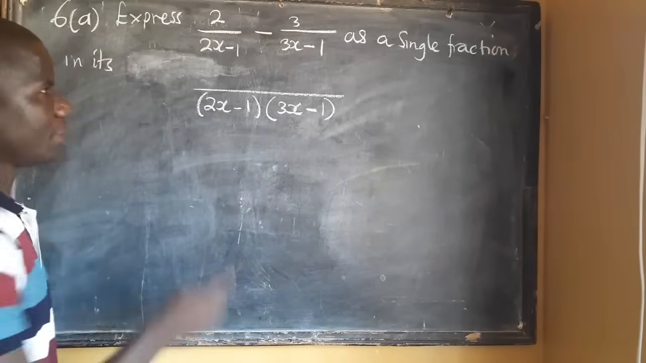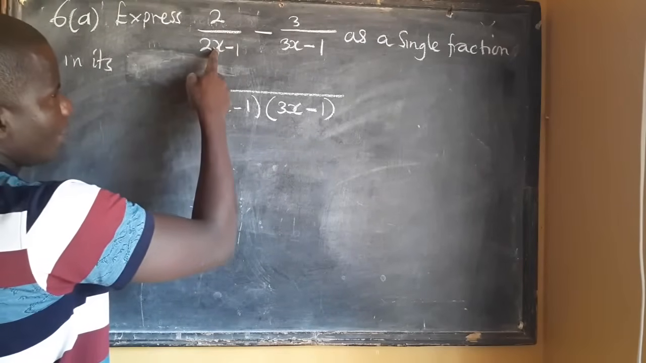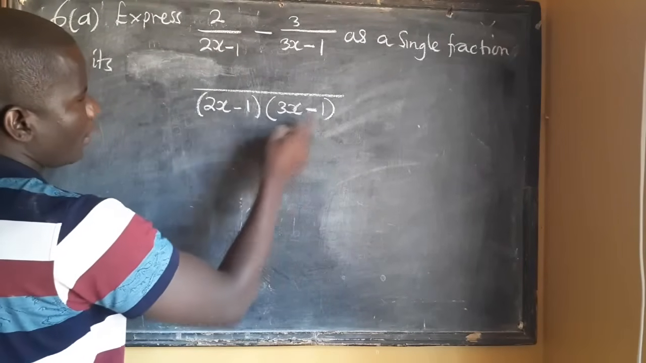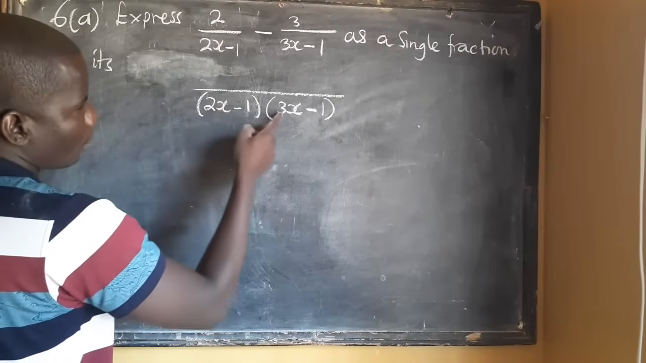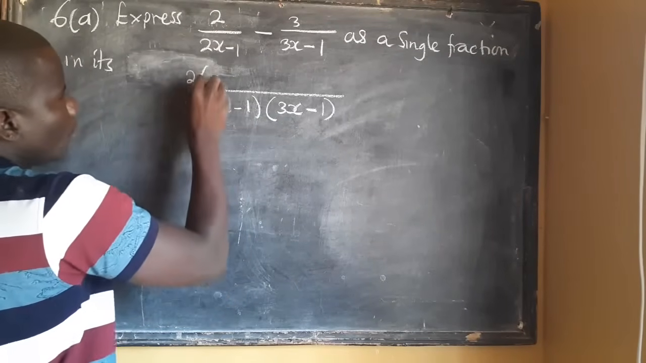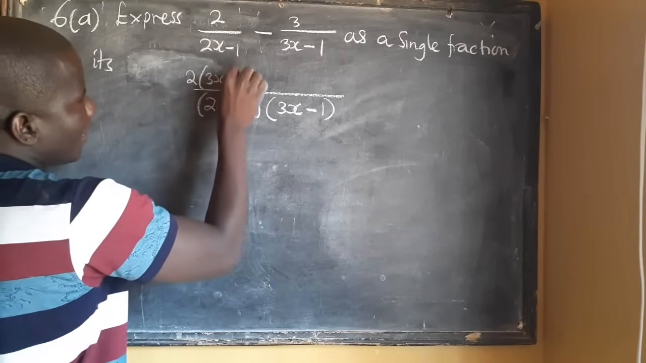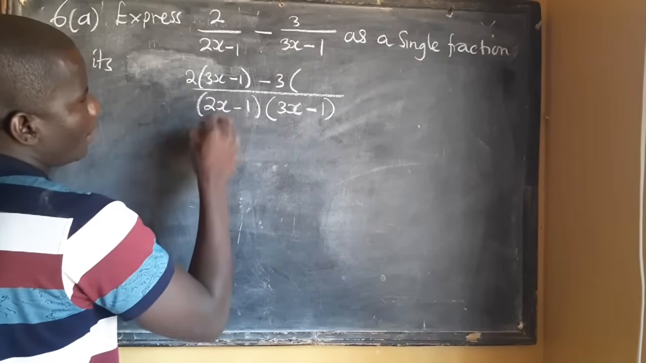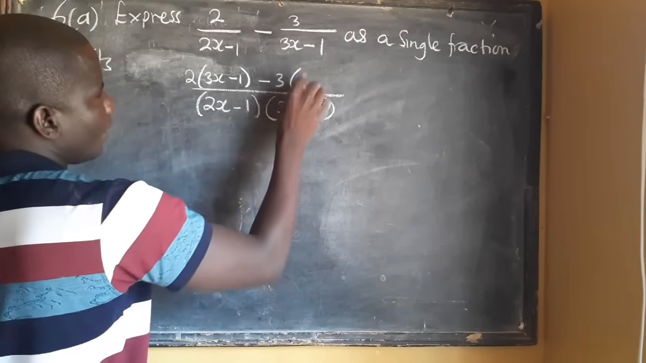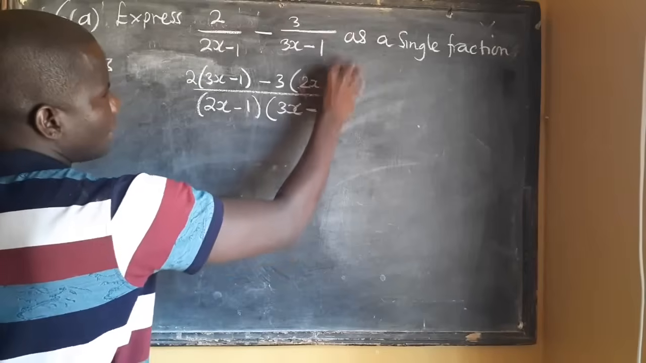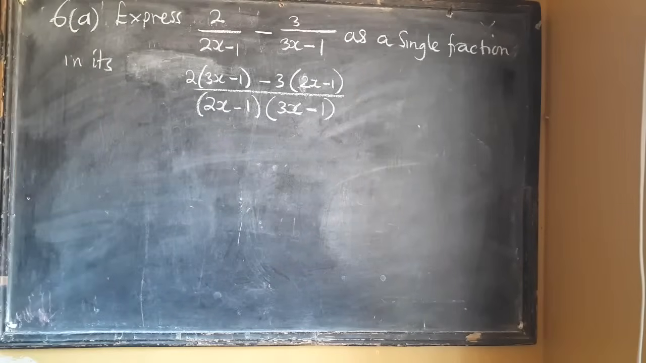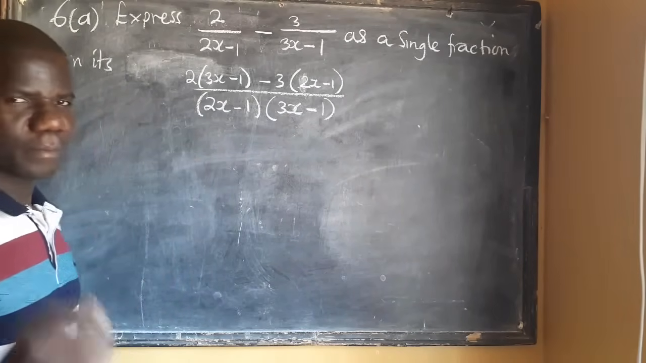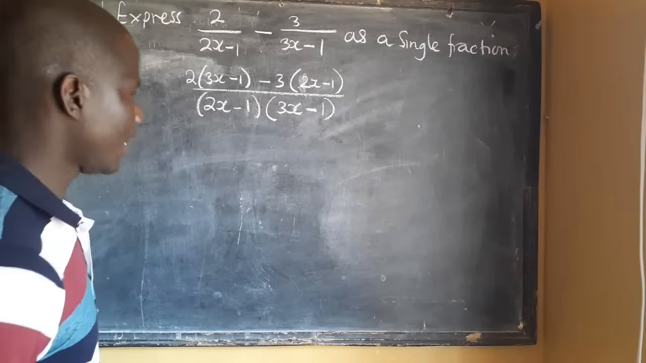Okay. Now, when we divide this factor into this, you know that this and this one will cancel, so we'll remain with this one. So it will be 2 multiplied by 3x minus 1 minus 3. In this case, we'll be multiplying by 2x minus 1. So we go further and simplify. I hope you're following.